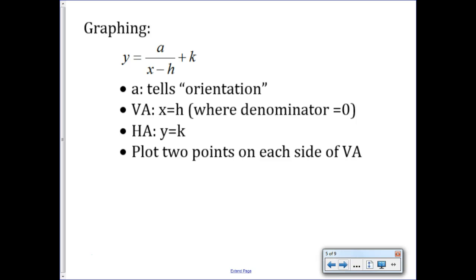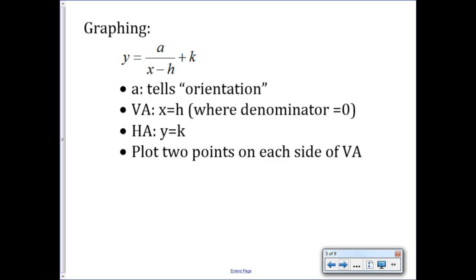Okay, so as we're graphing, this is one form of graphing that you'll see: y equals a divided by x minus h, plus k. And so that h and k should look familiar to you. You'll notice that a tells you the orientation, and that's one of the things you should have noticed when you were graphing. So it tells you whether or not it's flipped over the axis, if it's negative. Vertical asymptote, x equals h. So that's where the denominator would equal 0. That's the line that will not be crossed on your graph.